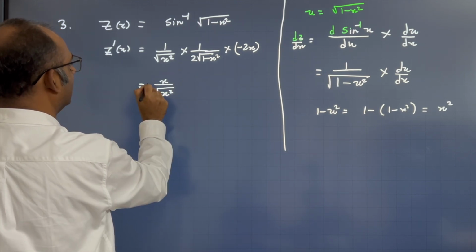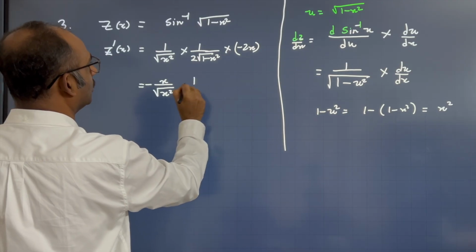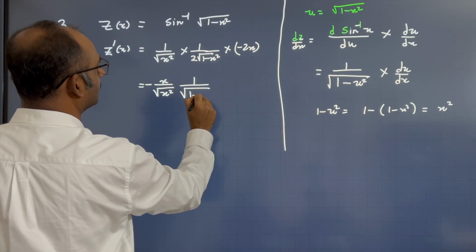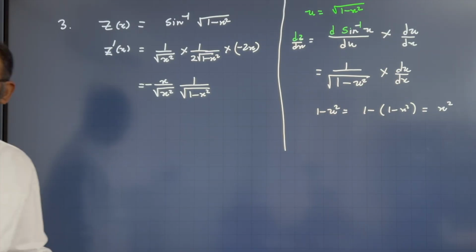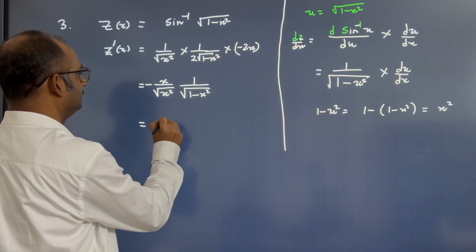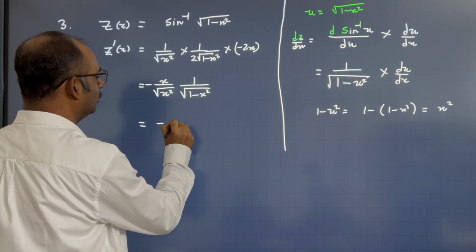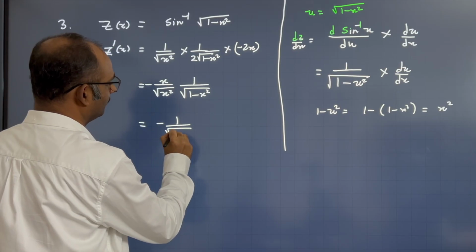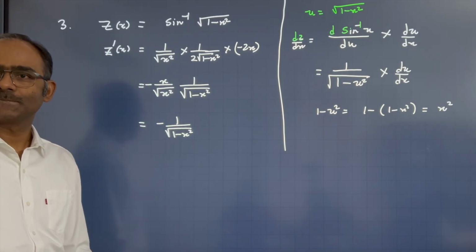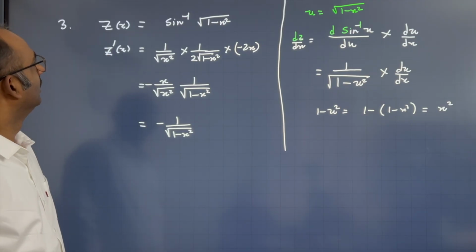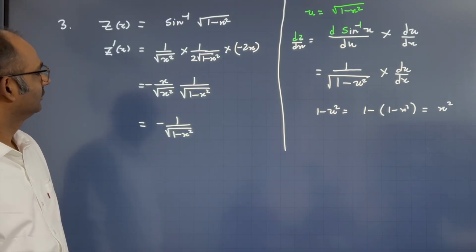There is a minus sign and there is 1 over. Root x square is x. Okay, up to here it's fine. Root x square is x. Minus x over x, minus 1 over... Is this correct? No, this is not correct.